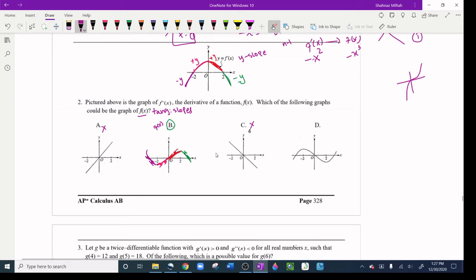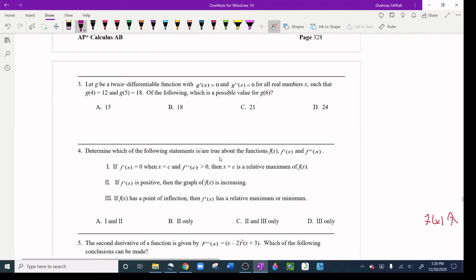So I'm going to start with the same color, negative infinity to negative 2, negative y values. So negative infinity to negative 2 right there. I'm drawing tangent lines and they are positive tangent lines. And this is negative y values and this is positive tangent lines. So that doesn't match. So this is not the answer. The answer is B. Question number 3.